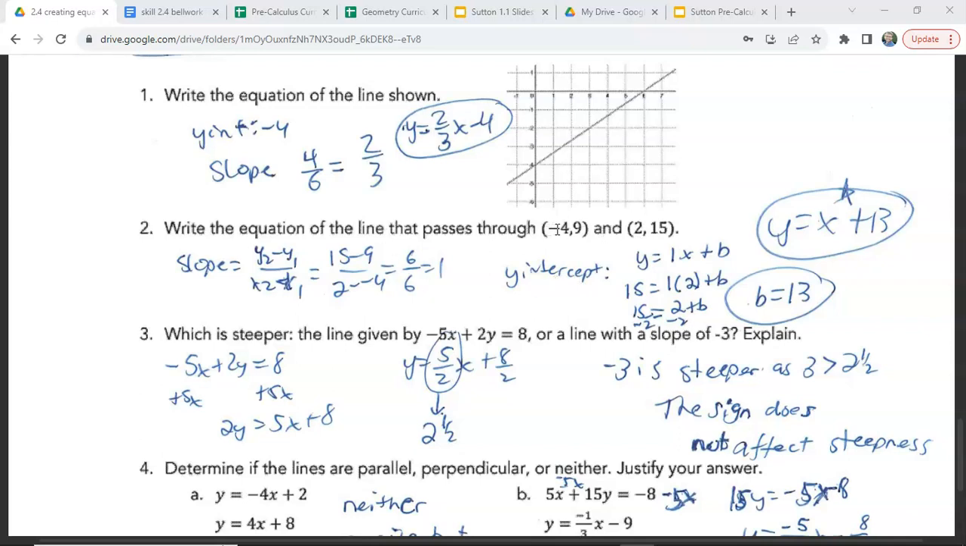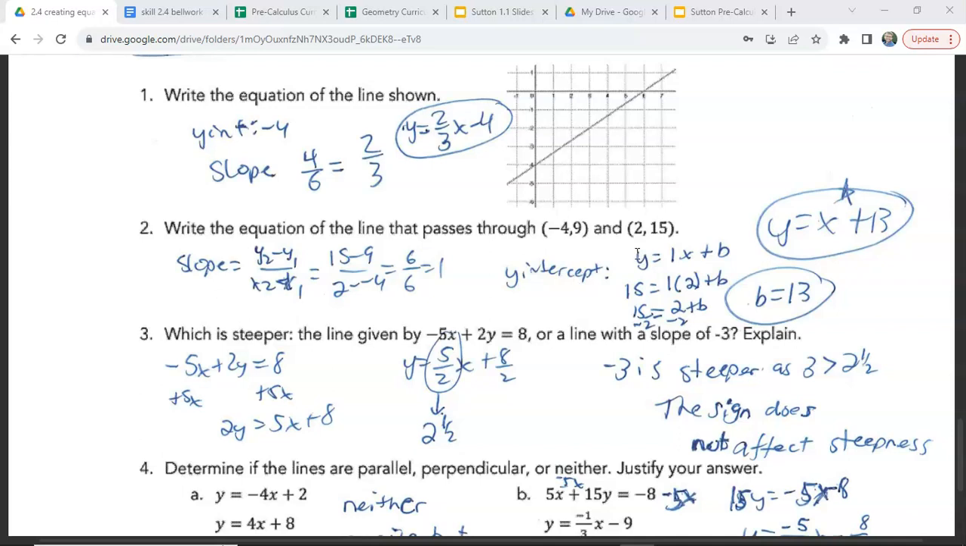So if you labeled them x1, y1, x2, y2, you should plug it in 15 minus 9, and then 2 minus -4. Now we have a negative in the formula, and there's also a negative with the 4. So you have to put both negatives there. So 15 minus 9 is 6. 2 minus -4 is 6. Minus negative becomes plus positive. So we have 6 over 6, which simplifies to 1. So that would be our slope between these 2 points.